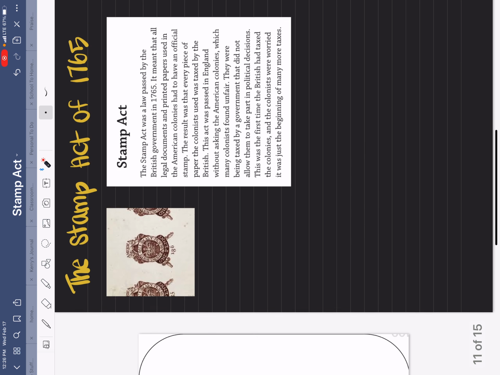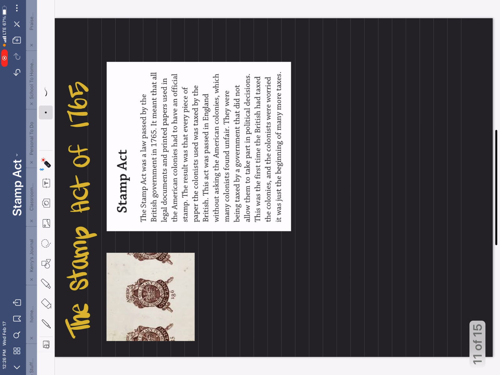Here we are, the Stamp Act. We've already talked about the Stamp Act too, but I wanted to go back and touch on that just a little bit. The Stamp Act law was passed by the British government in 1765. It meant that all legal documents and printed papers used in the American colonies had to have an official stamp. The result was that every piece of paper the colonists used was taxed by the British. The act was passed in England without asking the American colonies, which many colonists found unfair.